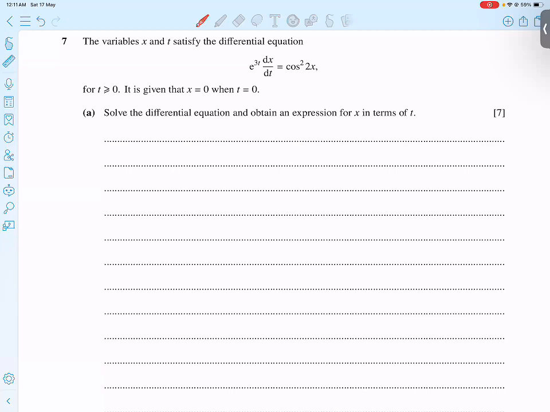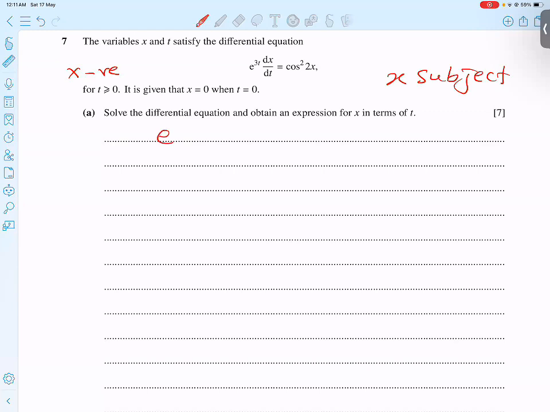Question number 7, we have x and y at t satisfying a differential equation. You can see clearly. And we have been given some initial values, very clear. And make sure this condition is also very important: t is more than or equal to 0. It can be 0 or above, but no negative value, make sure. So solve the differential equation, obtain an expression for x in terms of t. So the main thing is that we have to make x the subject in terms of t.